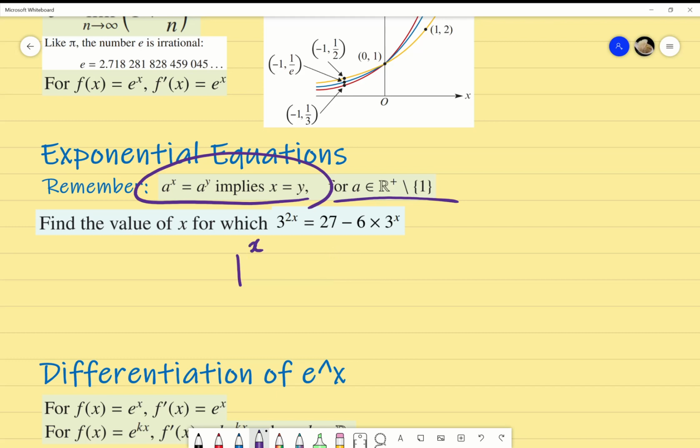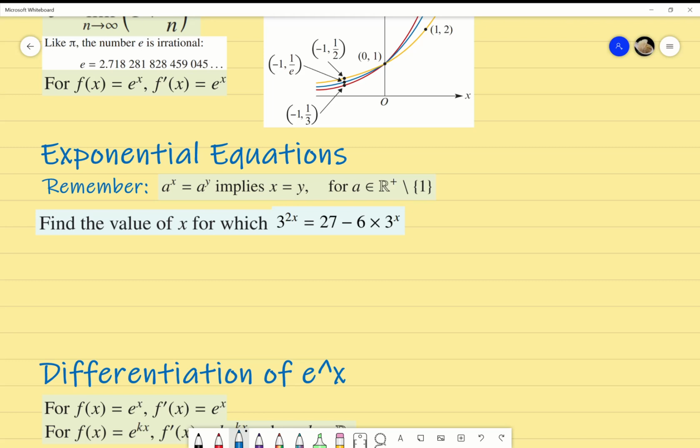Welcome. Of course, we're going to be using this as revision. So 3 to the power of 2x equals 27 minus 6 times 3 to the power of x. When you look at this equation, what's the first thing you recognize? Come on, you guys were riveted by exponential equations last year. What's the first thing you recognize when we look at this equation? 3 is a factor in each of them. So Megan, what do I have to do then? What could I do?